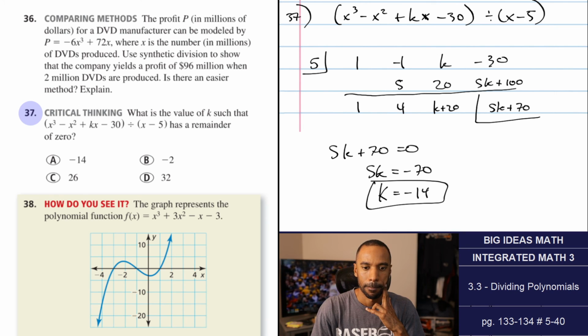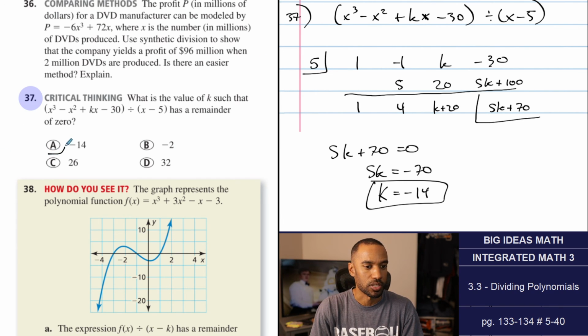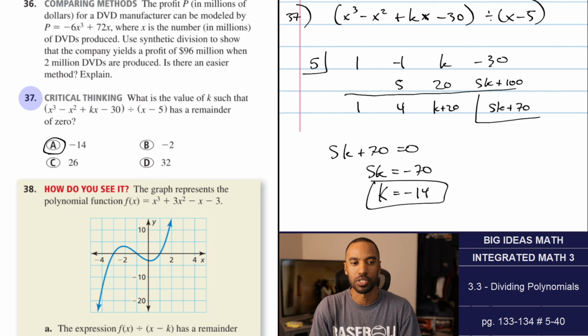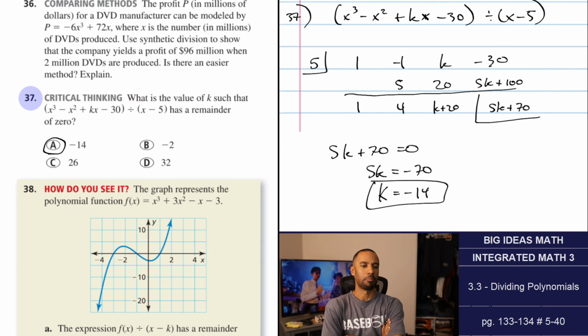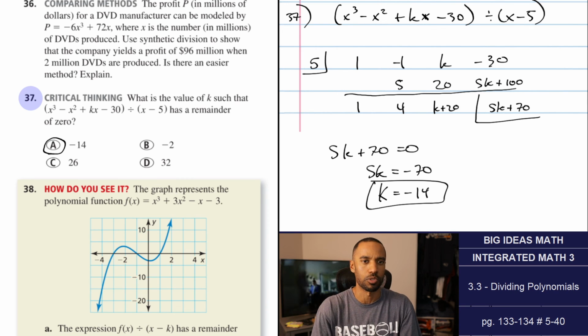Okay. What number was that? 37? Okay, 37. Oh, there was multiple choice. I didn't see that. There it is, negative 14. I guess we could have plugged in numbers, but I wouldn't want to check each one. I'd rather do the problem like that. I didn't know it was multiple choice. So anyway, the answer is A.